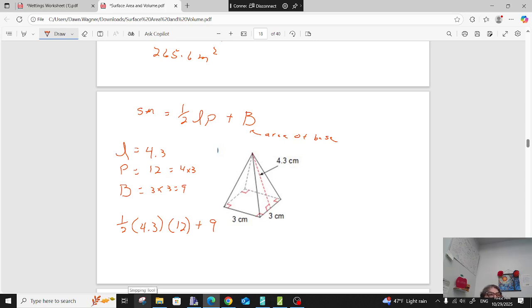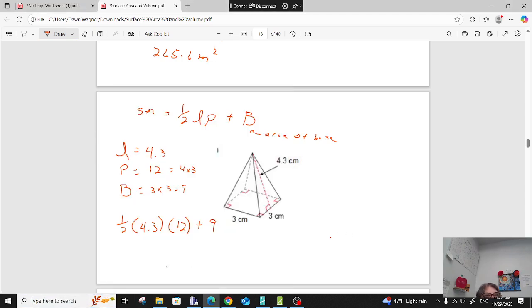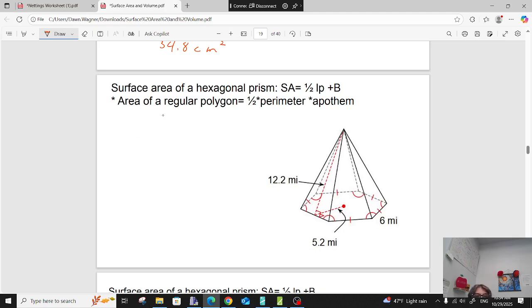What'd you get for your answer? What was it? Yep, 34.8 centimeters squared. Once you get 34.8 centimeters squared, go. For this one, we learned how to find the area of a regular polygon. For all of these, the apothem will be given. Okay?